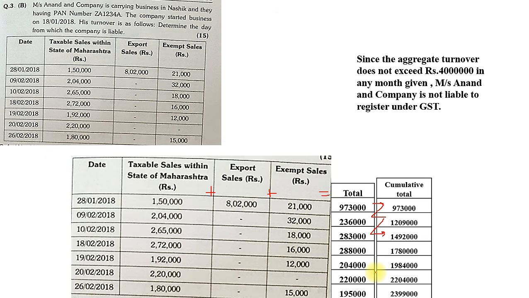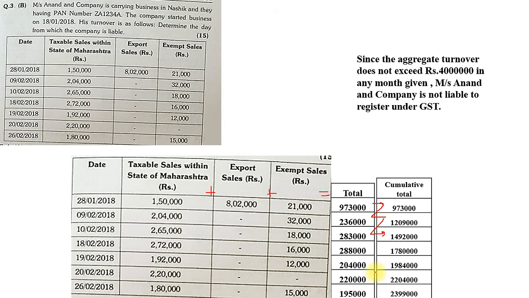Okay, the sum was very simple. Now, when the sum was given, the taxable limit for goods was 20 lakhs. So in that time, the answer could have been somewhere in 20th Feb. However, now, for this year, the taxable limit for goods is 40 lakhs. So 40 lakhs is not reached here. So as per the current rule, it does not exceed 40 lakhs. So they are not liable to register under GST.